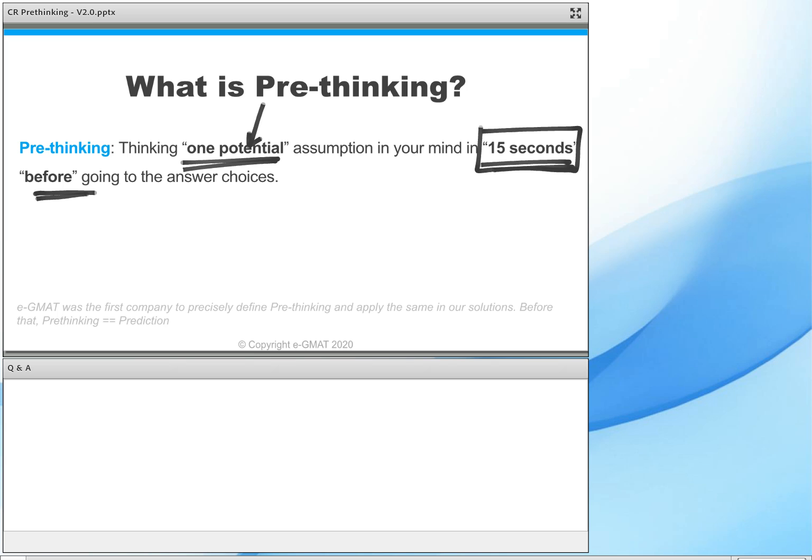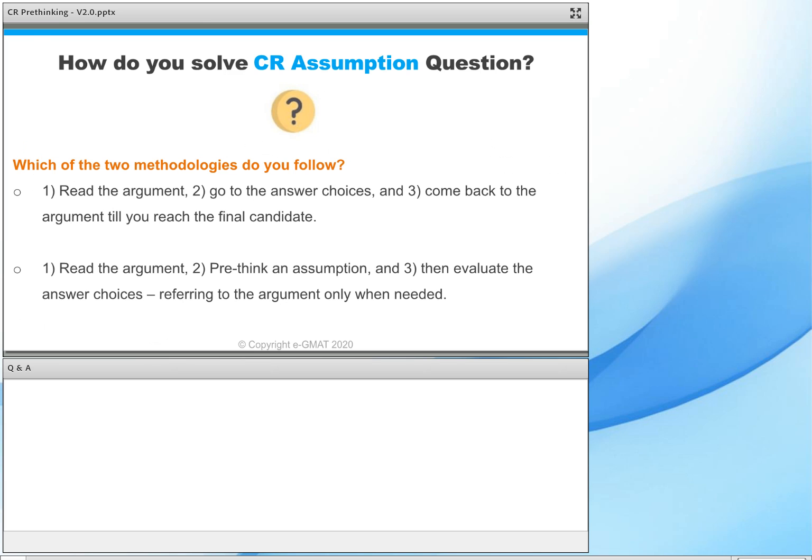Some of you may be thinking it's very short. 10 seconds, 15 seconds is a lot of time in thinking dimension over there. And you need to do it before you look at answer choices. And we were the first company to define this. We actually probably are the only company that defines it this precisely. Again, as I said, it's not about predicting the answer. Don't think that if you pre-think, whatever you pre-think is going to be there in the answer choices. That's the wrong expectation. There is a possibility it would be there, but there's also a possibility it may not be there.